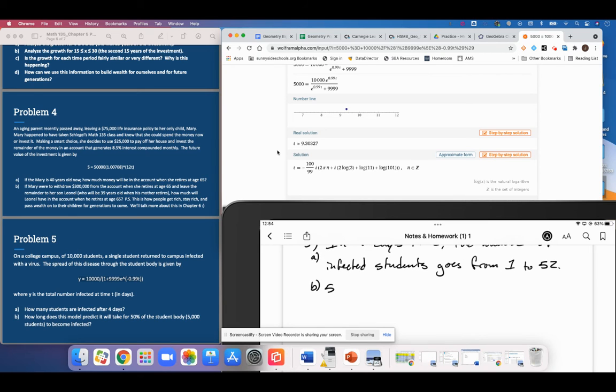So 5,000 students will be infected in, we'll call it, 10 days.